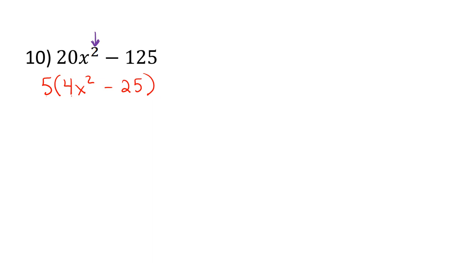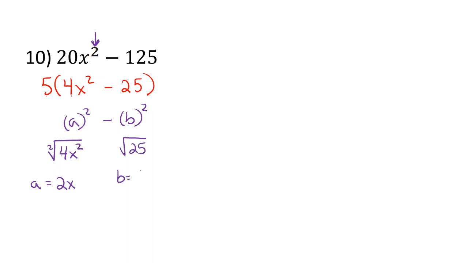Now I can see the difference of squares much easier. This is where I'm trying to do the a squared minus the b squared. And once again, we get a by square rooting 4x squared. The square root of 4 is 2. The square root of x squared is x. So this is our a. For b, the square root of 25. The square root of 25 is just 5.